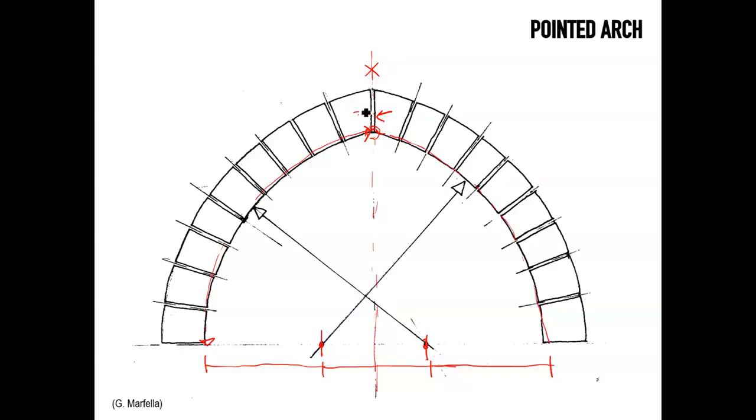But secondly, they discharge their loads, still working with gravity, but they do so in a way that still has a thrust, a horizontal component of discharge and a vertical one. But the horizontal component is less than an equivalent semicircular arch. So in other words, the pointed arch tends to discharge its gravity loads in a way that has less tendency to burst than a normal semicircular arch would.